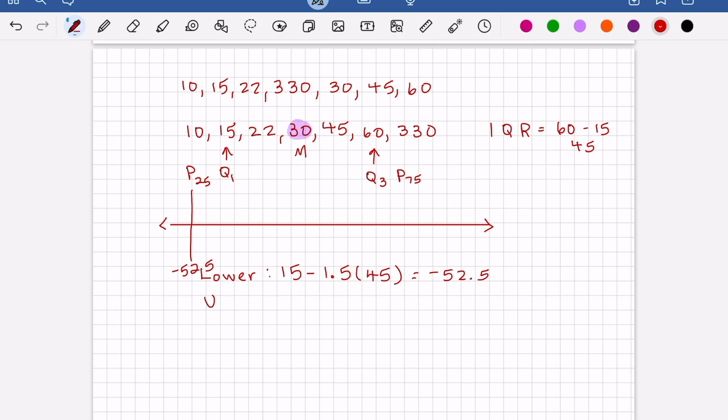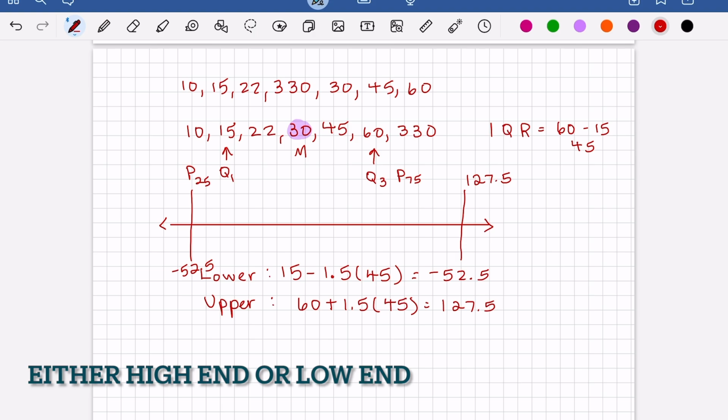Now our upper fence is going to be the upper quartile plus 1.5 times the interquartile range, and that gives me 127.5. Any data point that falls outside of this range is going to be an outlier.